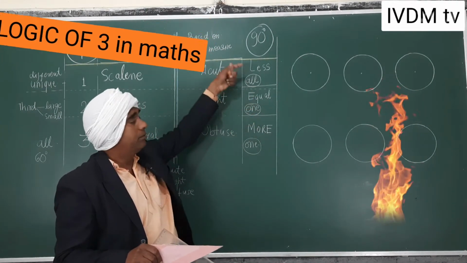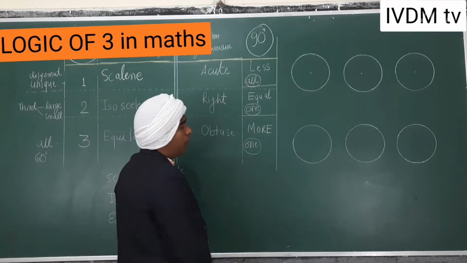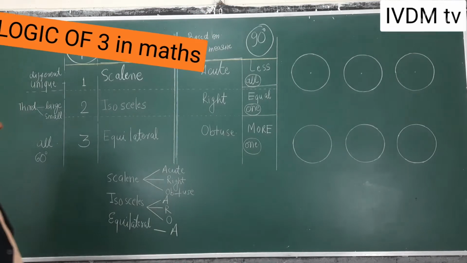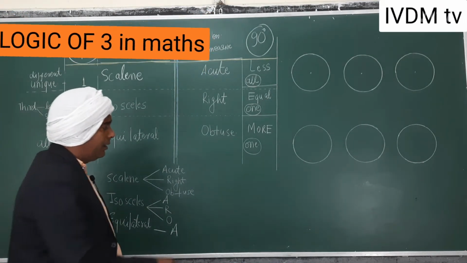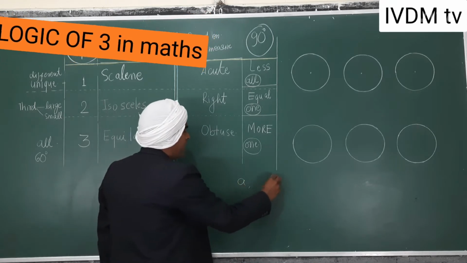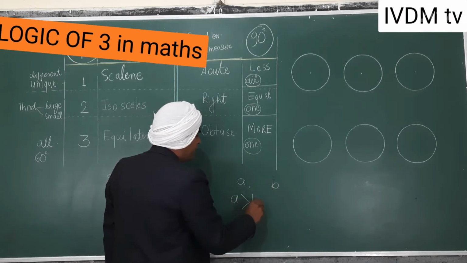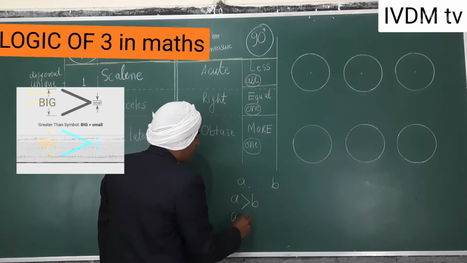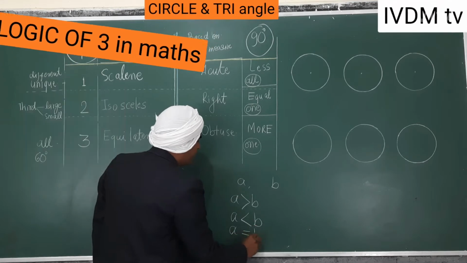Okay, so if you have two things, it is called the law of trichotomy in mathematics. If you have two things, A and B, only three conditions are there: either A will be greater than B, or A will be less than B, or A will be equal to B.